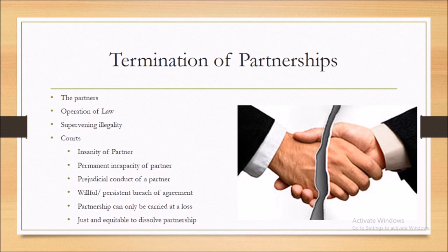Prejudicial conduct of a partner, right? And willful persistent breach of agreement, right? One party breaches the agreement, right? We discussed breaches of agreement before, right? So there it's not under the term of repudiation or renunciation, right? That is not repudiation, but still willful breach, right? One has breached one of the conditions, right? So don't make any confusion between repudiation, renunciation, and this breach, right?